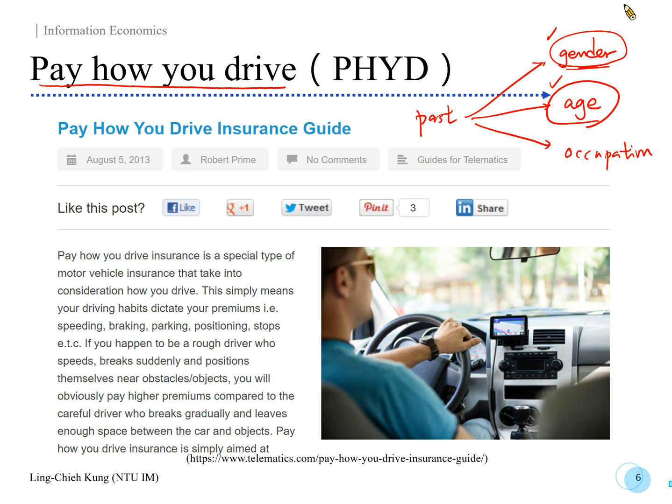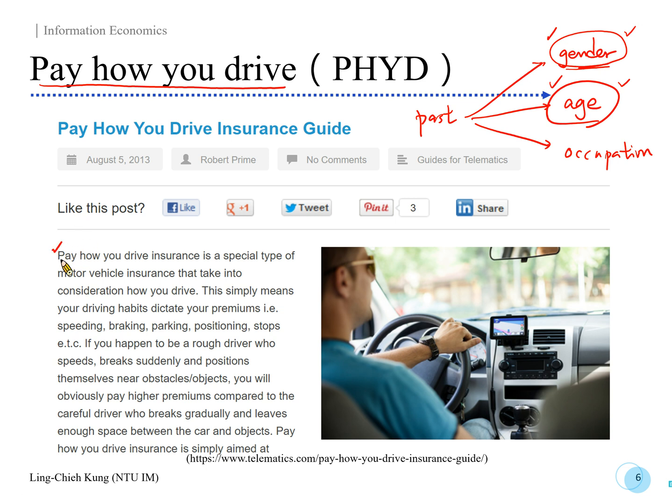But anyway, you know that's somehow unfair, right? You can be a boy that always drives safely, but somehow you need to pay more. That doesn't make sense. You can be a young boy or an old guy, but you still can be a good driver, right?